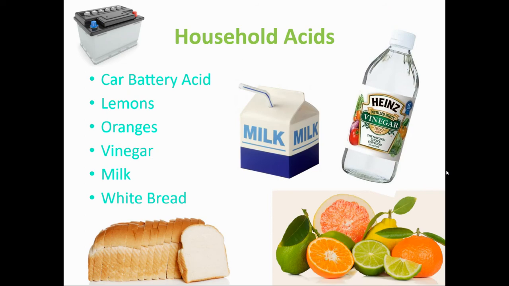So household acids. Okay, so a car battery, of course, is going to contain quite a bit of corrosive acid. Lemons, oranges, vinegar, any of your citrus fruits are typically going to be acids. Vinegar is, of course, an acid. Milk has some acidic properties, and so does white bread.